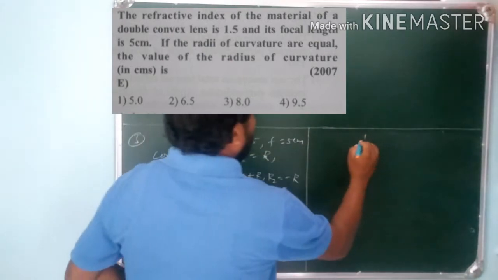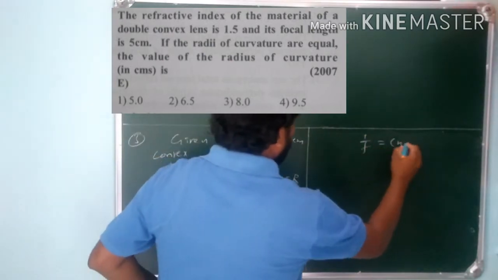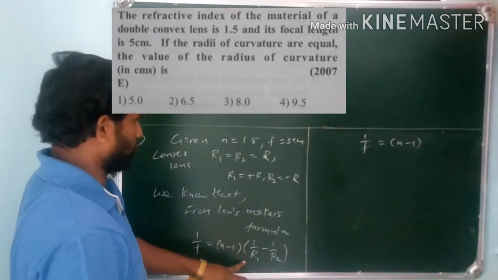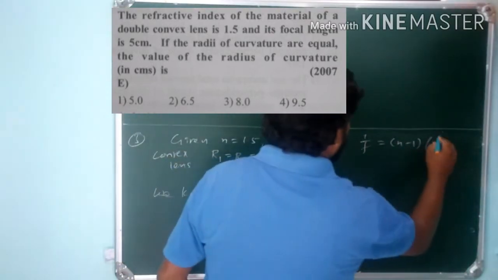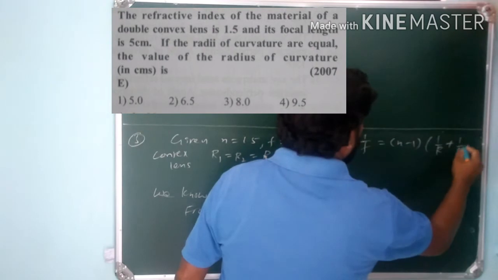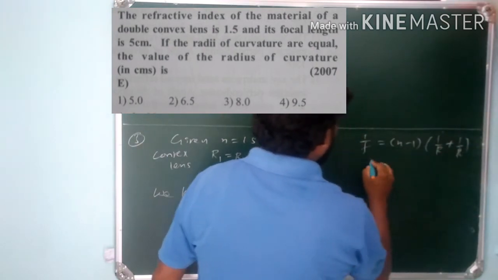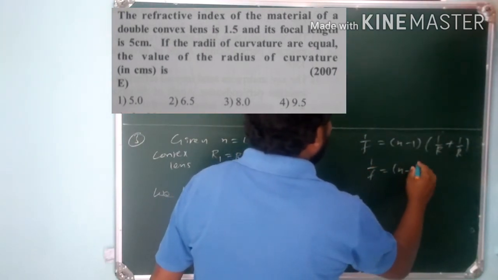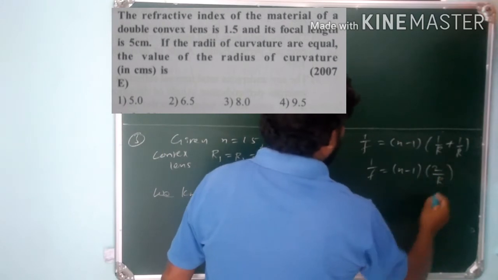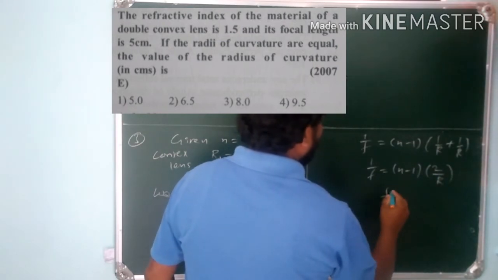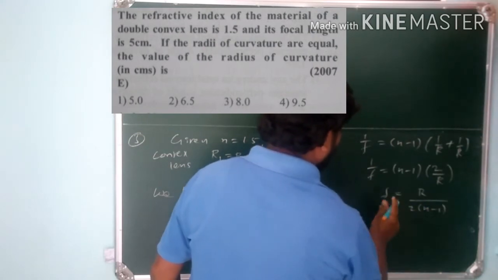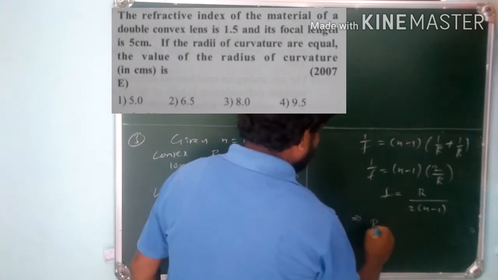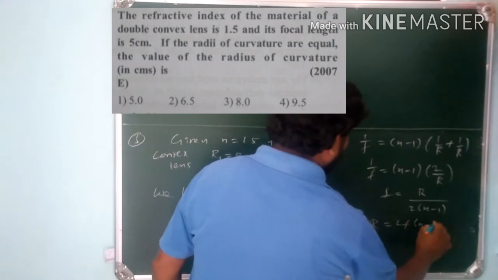1 by f equal to n minus 1. First substitute the sign convention: n minus 1 into 1 by plus r1 minus of minus 1 by r2. 1 by r plus 1 by r we are getting. That implies 1 by f equal to n minus 1 into 2 by r. Therefore, f equal to r by 2 into n minus 1. From that, r is equal to 2f into n minus 1.